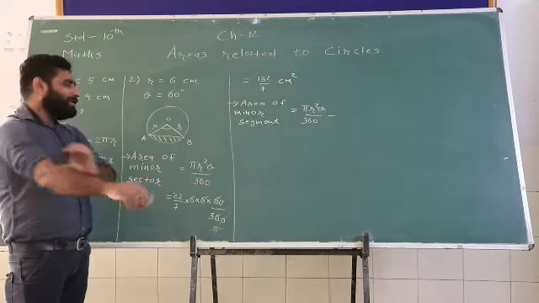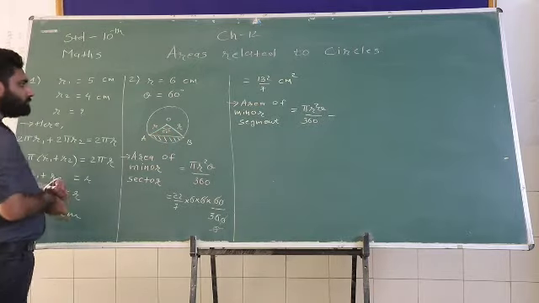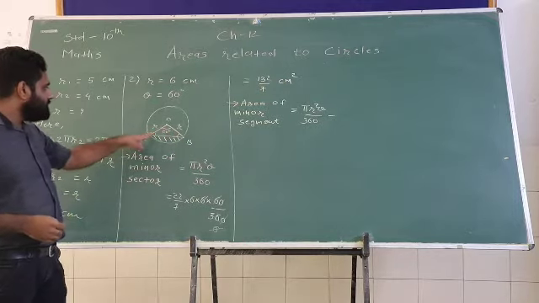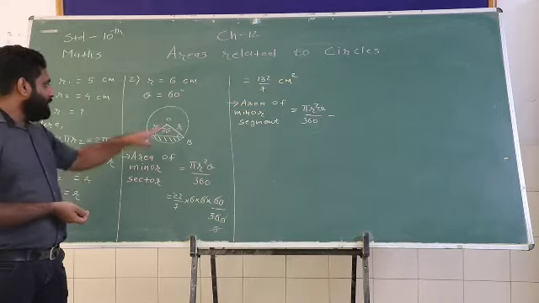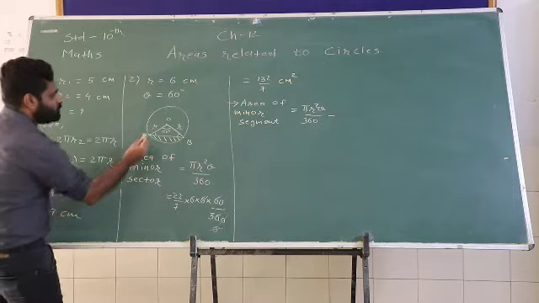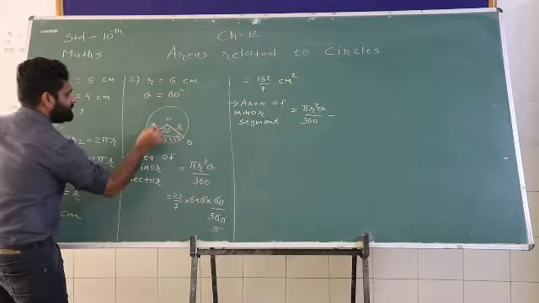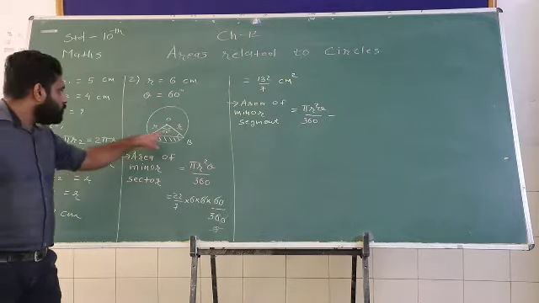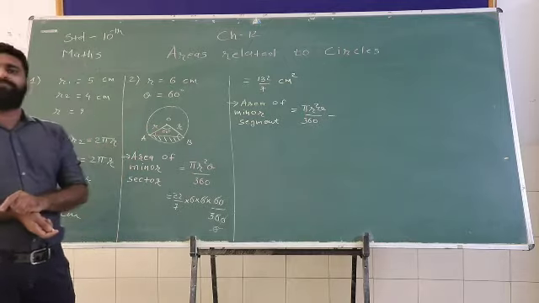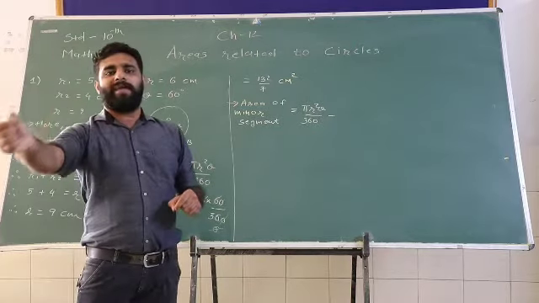Now see, how to find the area of the triangle? Here this angle is 60 degrees. The total of these three angles will be 180 because of the triangle. Now 180 minus 60 is 120, but these two angles are equal. Why? Because opposite sides are equal, they are radii. So 120 divided by 2, it will be 60-60. So all angles are 60 degrees, that means the triangle is an equilateral triangle.